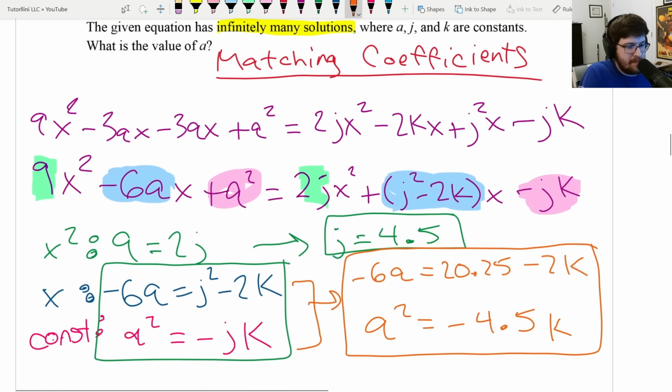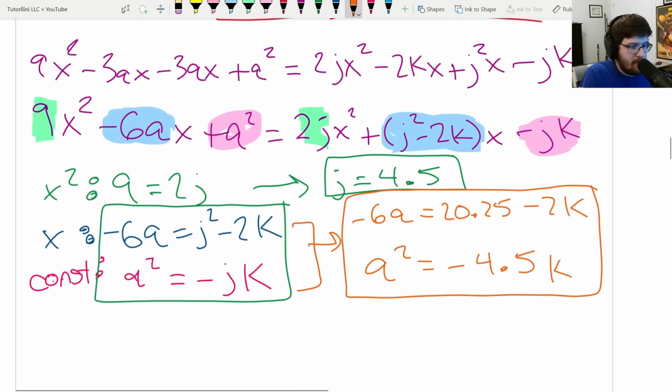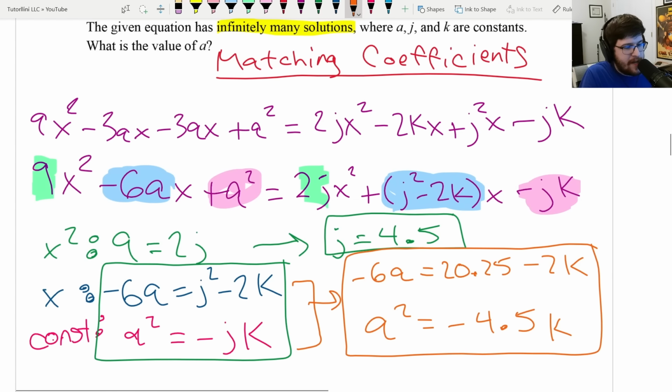So let's see. My strategy is I really want to find a, so I'm going to substitute for k in the bottom equation. And I really don't want to mess with this a squared, because this is going to get messy really quick. I want to figure out what k is up here and then put it into the second equation. That's my strategy.